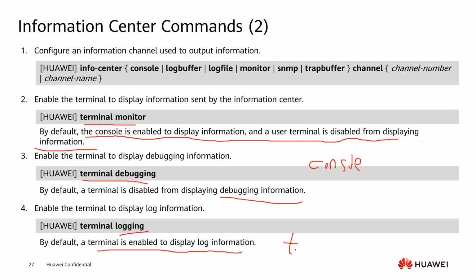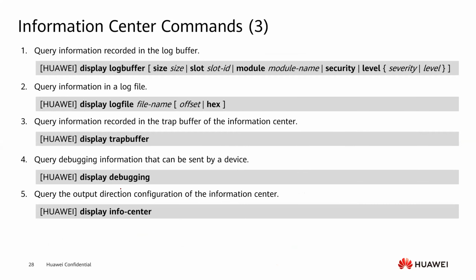But if you use Telnet for VTY, I think you must run the corresponding command, because by default some values can't be seen in VTY mode. Okay, these are some display commands: display log buffer, display log file. We can display the trap buffer and display debugging, and see the status of the information center.